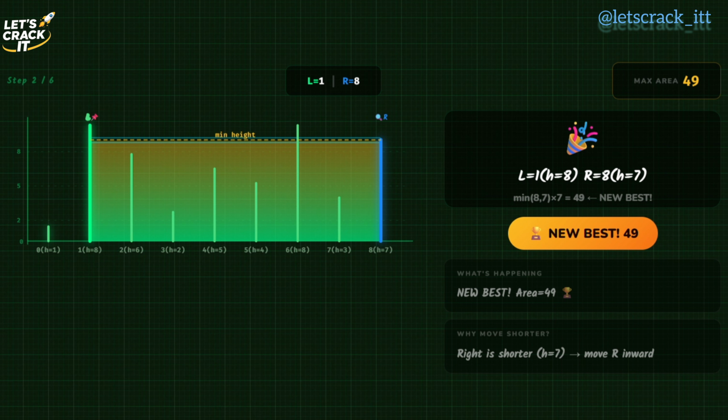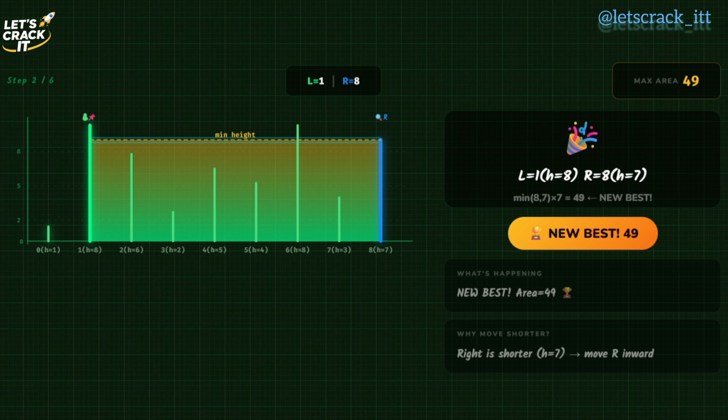Now, which pointer moves? Left is smaller. 1 is smaller than 7, so we move the left forward. Now, left is equal to 1, height equal to 8. Right equal to 8, height equal to 7. Height equals the min of 8, 7, which is 7. Width is equal to 8 minus 1 equal to 7. Area equal to 7 into 7 is equal to 49. So, this is bigger than what we had earlier. So, max area equals 49.